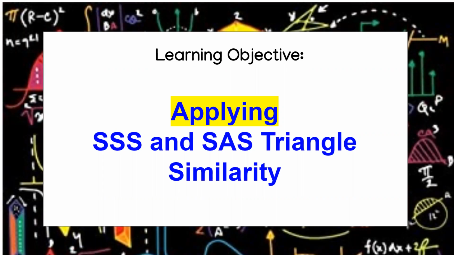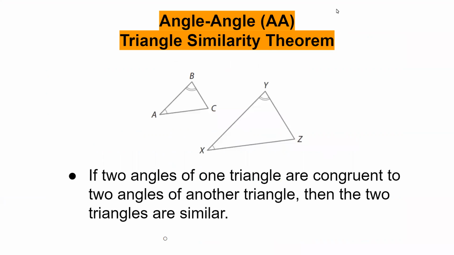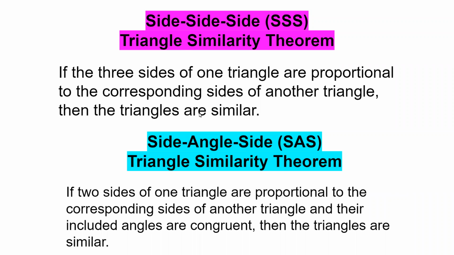Okay, so yesterday we went over our angle-angle similarity theorem. It said that as long as we have two angles that are congruent and corresponding in two triangles, we can go ahead and prove that those two triangles are similar to each other. Today, we have one that states that we have three sides, side-side-side, and the other one that states that we have a side-angle-side. Very similar to our congruence theorems, yet different.